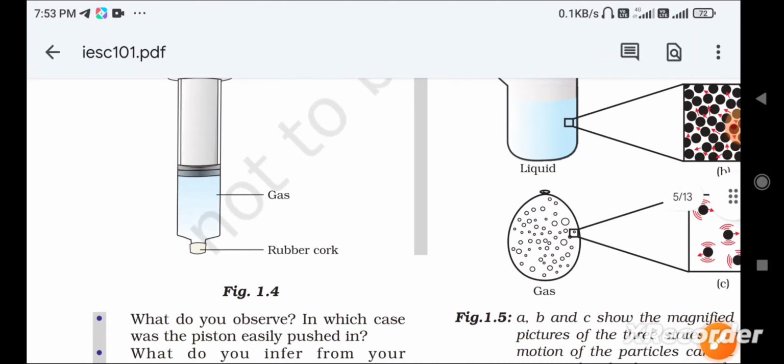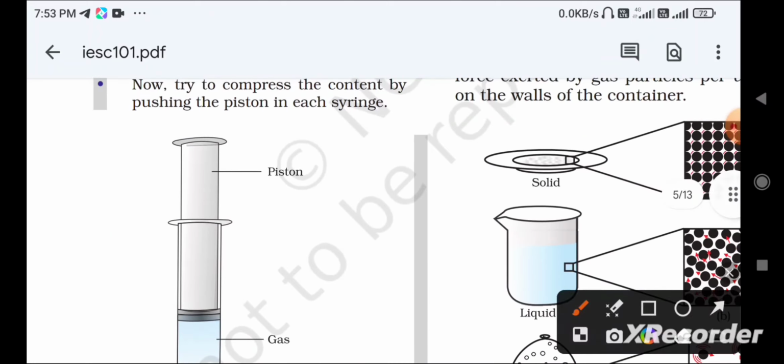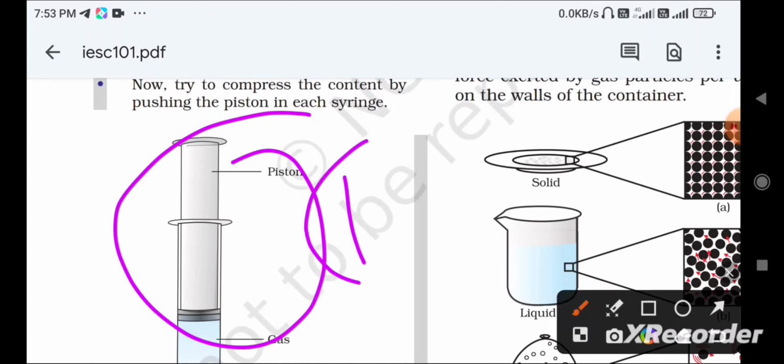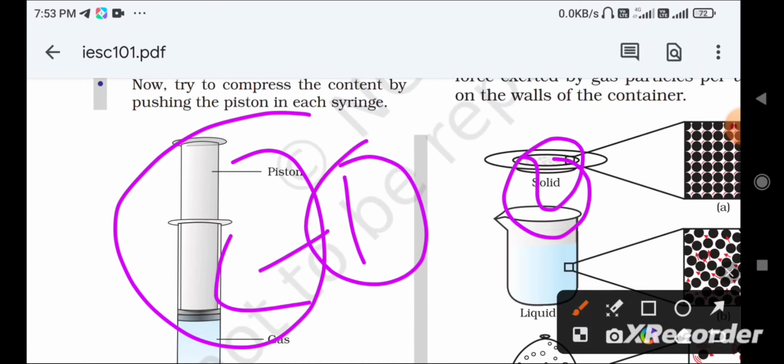From this activity we concluded that when we take 3 syringes, one is empty, meaning it has air. The second one is water.